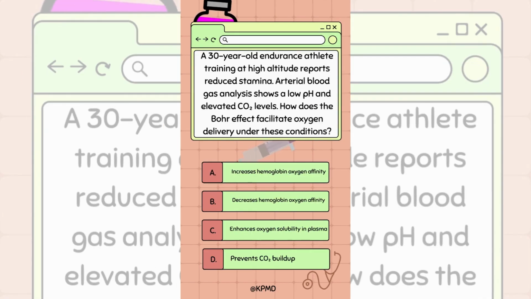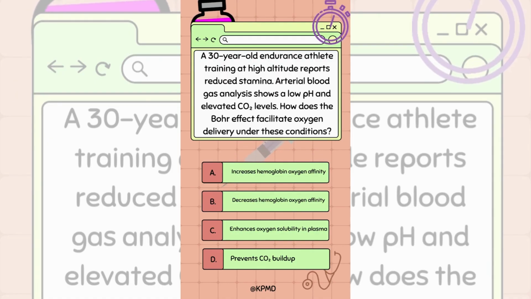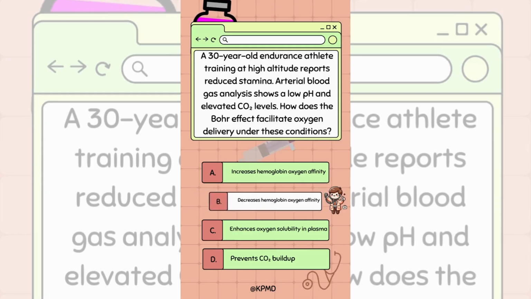A 30-year-old endurance athlete training at high altitude reports reduced stamina. Arterial blood gas analysis shows a low pH and elevated CO2 levels. How does the Bohr effect facilitate oxygen delivery under these conditions? It's B, decreases hemoglobin oxygen affinity.